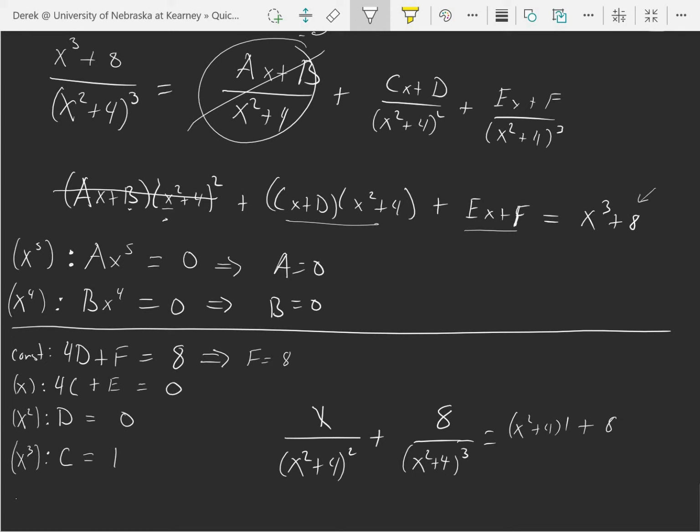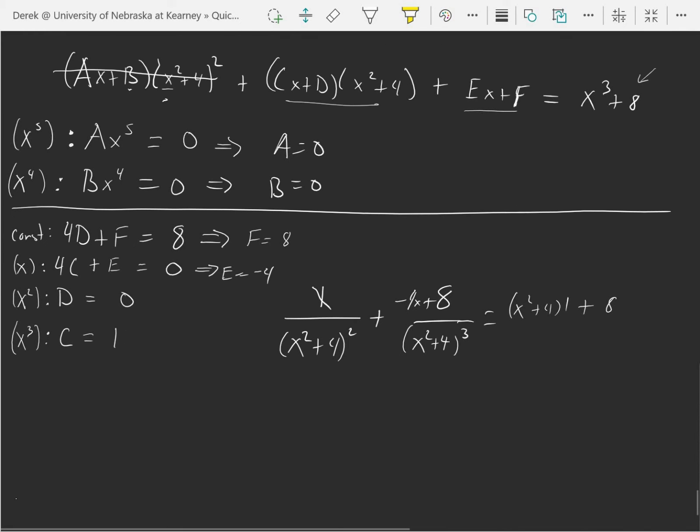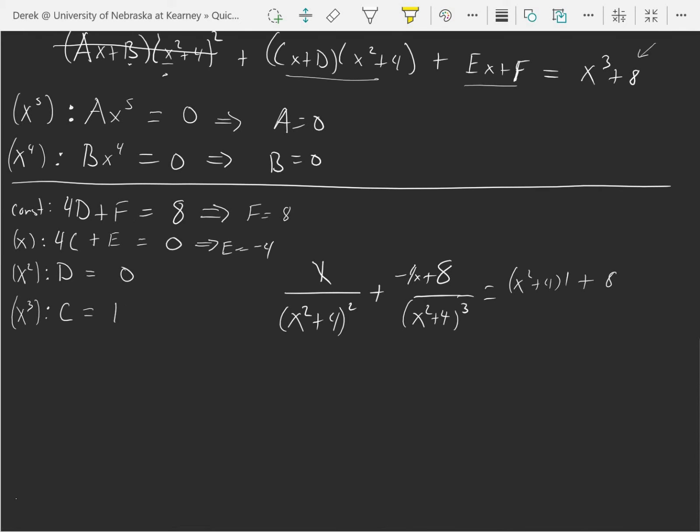Oh, I never solved for e. e equals negative 4. Okay, so I get negative 4x plus 8. There we go. I like that. I think a little bit better. Yeah.